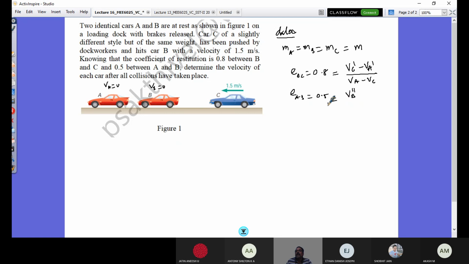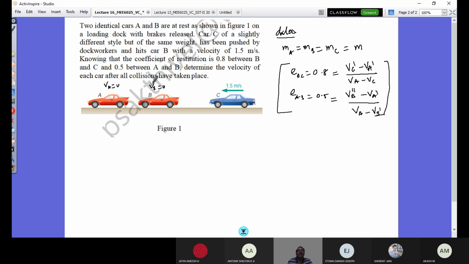I'll put here a double dash because vehicle B is zero initially, not moving, and A is also stationary. So vehicle C hits B, and then this vehicle gets energy, and that is why it is pushed forward. Then when you look at the collision between B and A, your initial velocity is VB dash, and your final velocity after the collision is V double prime. That's why I put here V double prime minus VA dash by VA minus VB prime. So this is how the given coefficient of restitution values are to be understood. I think there won't be any difficulty with this. So you have here one equation, right?